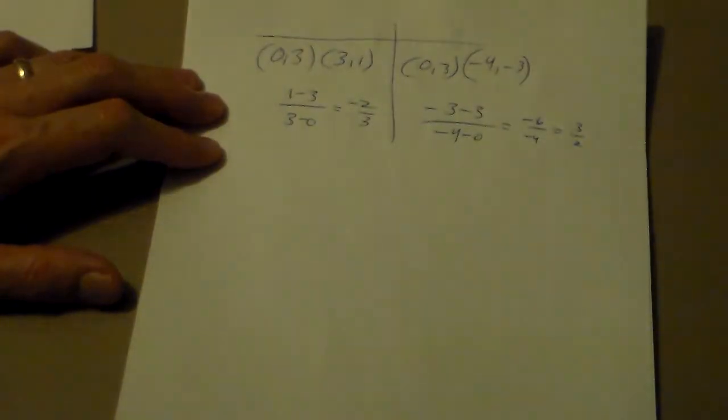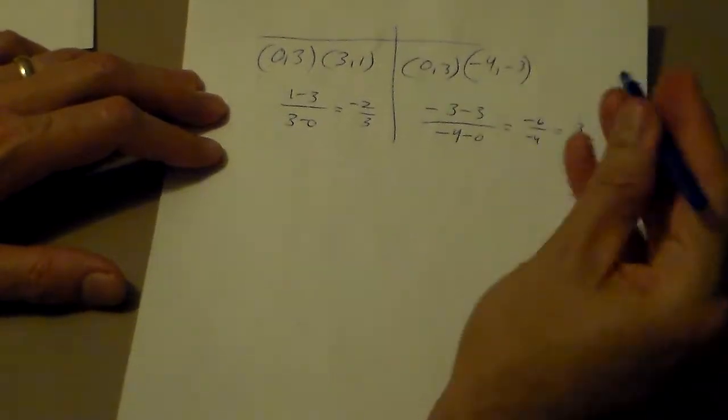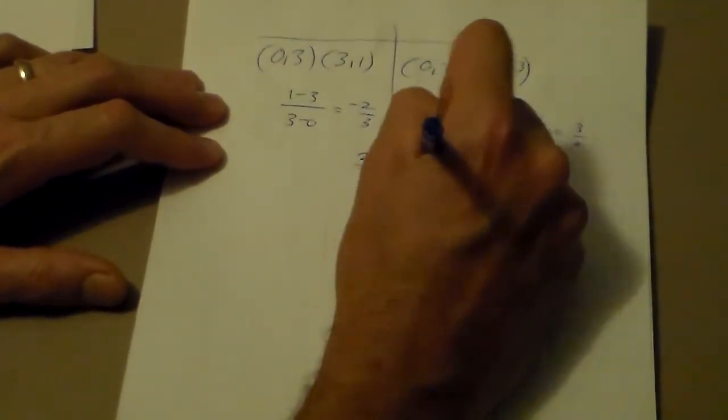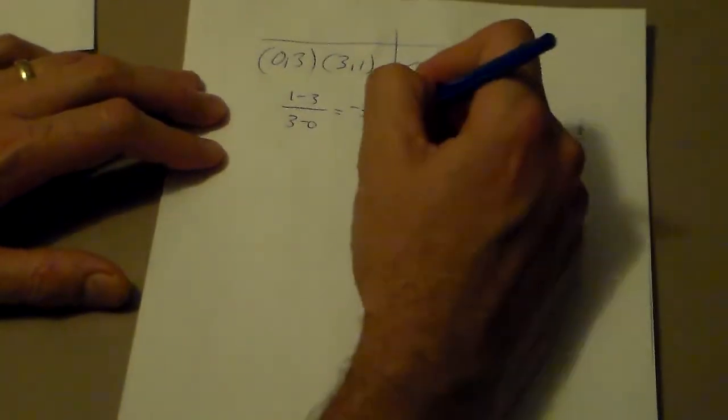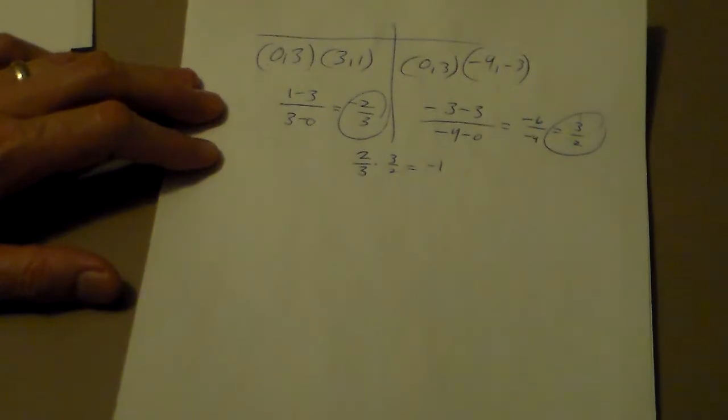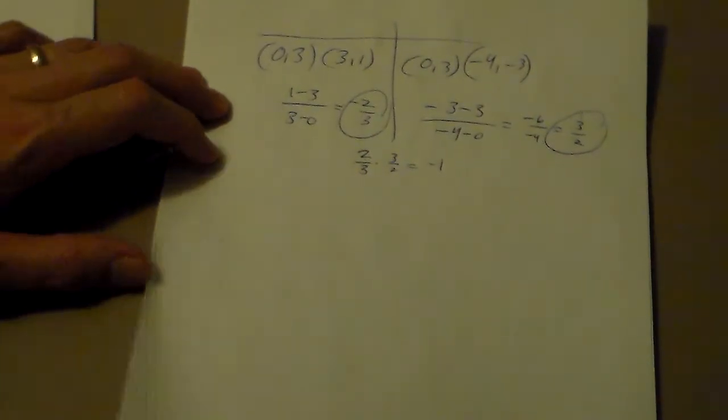Well, what do you know? Guess what? If I multiply these two together, if I take -2/3 times 3/2, I get -1. If I look at this and say, is that the negative reciprocal of it? Yes, it is. So those two lines are perpendicular.